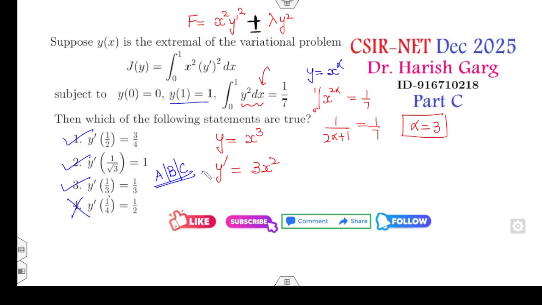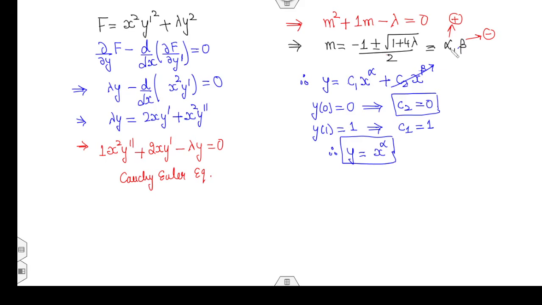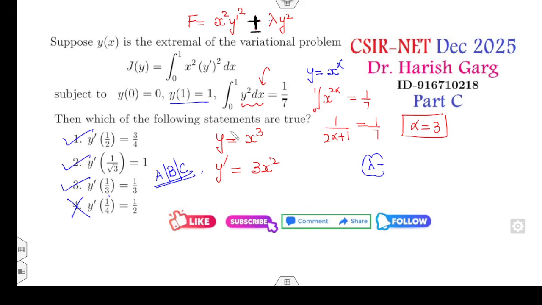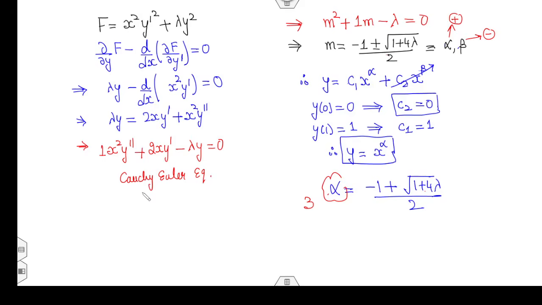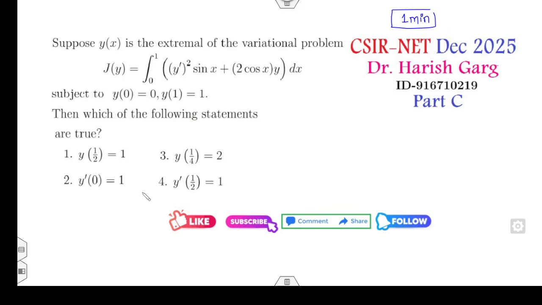And because you wrote lambda here, if somebody asks you to find the value of lambda, how can you find it? You can see the value of alpha is minus 1 plus square root of 1 plus 4 lambda, divided by 2. Since we know the value of alpha is 3, you can find the value of lambda as well. But in the options they did not say anything about it. Let's look at the next one. Find the extremal problems and so on.